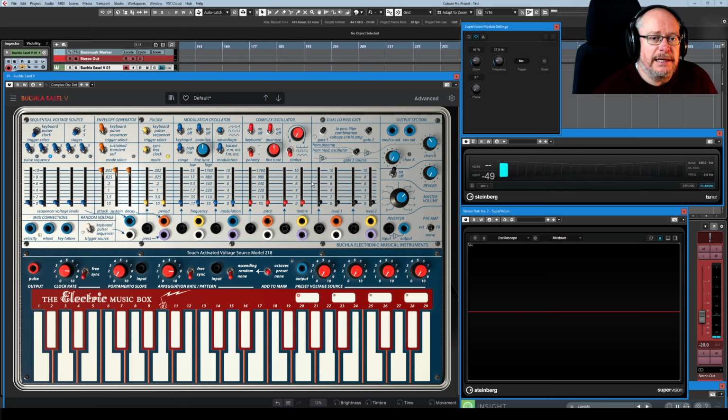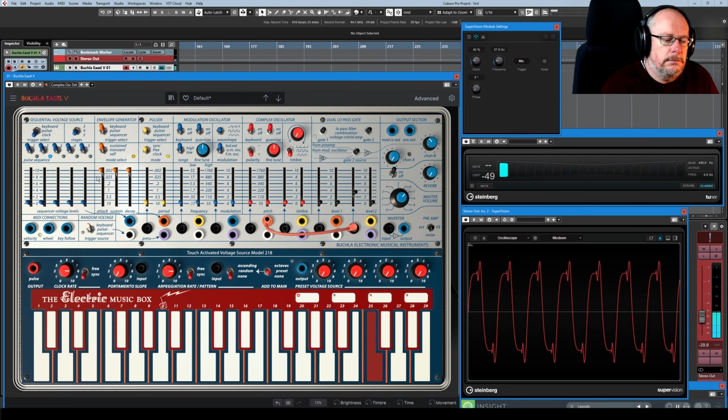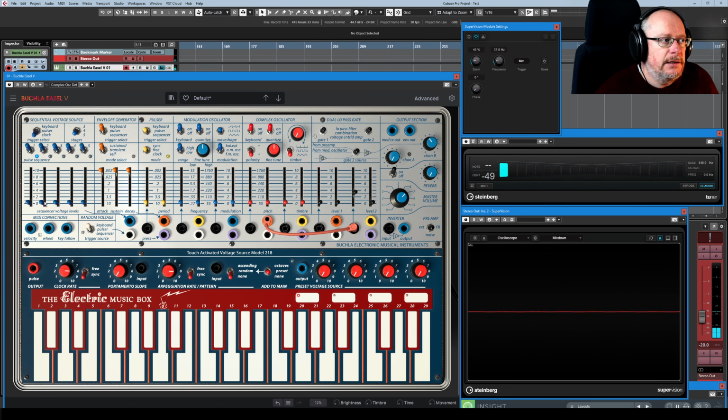Now the basic keyboard oriented functionality of the 2 oscillators is the same. So if I take an envelope output and plug it into gate 2 instead, we're now hearing the modulation oscillator being triggered by the envelope in exactly the same way that we did for oscillator 1. Let's get back to our static wave.